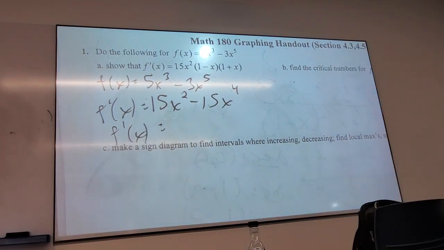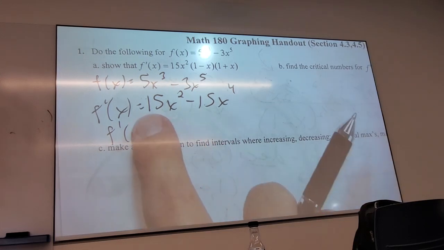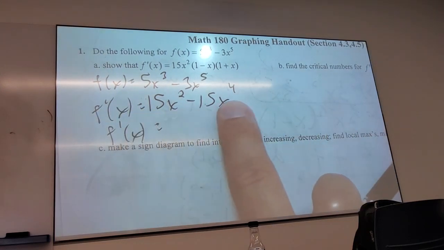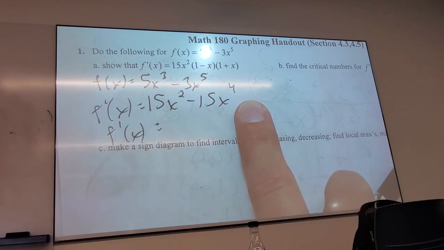So if I want to take a second derivative, I could use either form because they're both the same function. So when I go to take a second derivative, you better believe I'm going to use this form of it. How do I factor this?